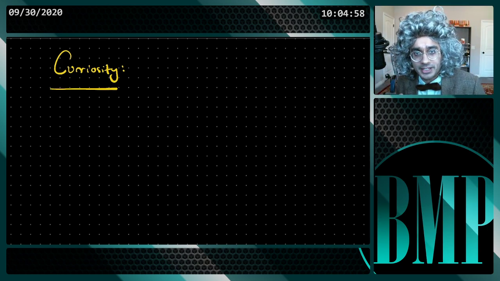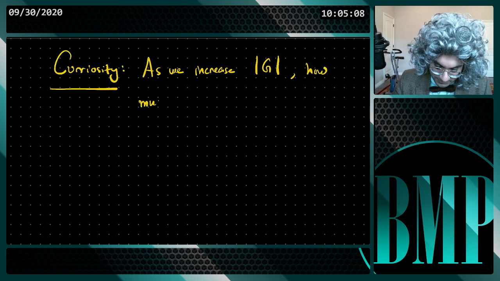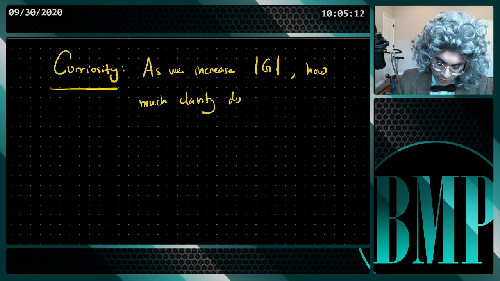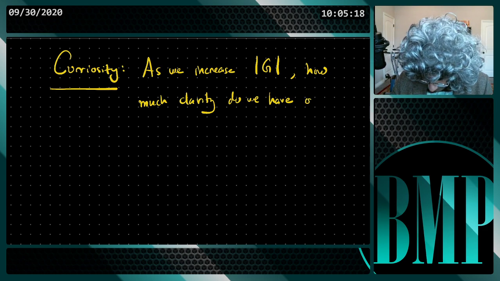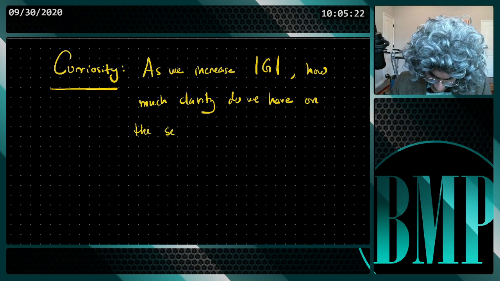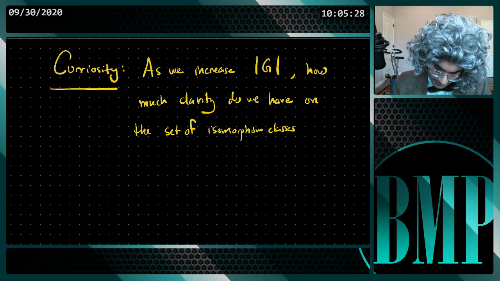All right, so now, something to ask, some curiosity, something that you should always have kind of updating in your mind. As we increase the size of G, how much clarity do we have? It's just a game. This is a game that we should play. How much clarity do we have on the set of isomorphism classes of groups of that order?